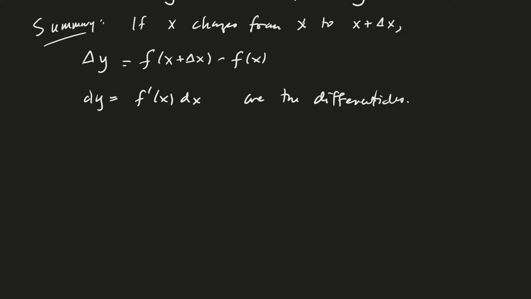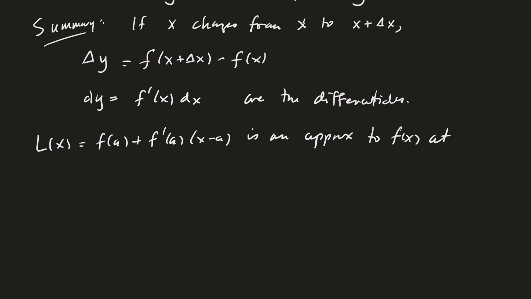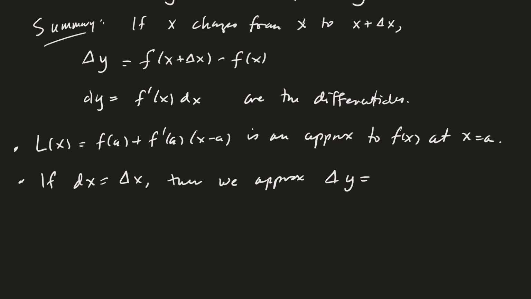And we also had that L of x, which is f of a plus f prime of a times x minus a, is an approximation to f of x at x equals a. And these are the two approximations here. If dx equals delta x, which it always is, then we approximate the actual change in y by dy.